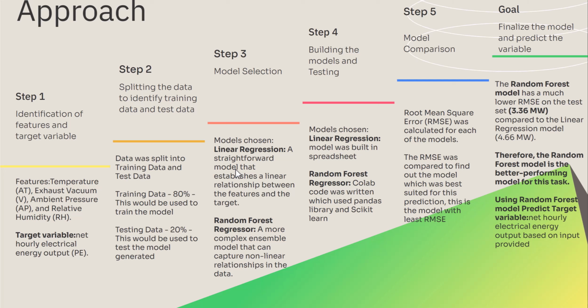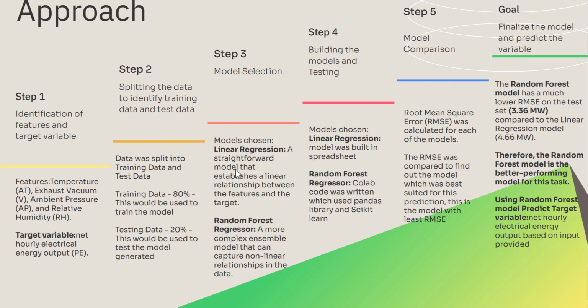Step four was to actually build the models and test them out. So for linear regression, the model was built in a spreadsheet. And for random forest, I wrote a Colab notebook, which was written using Pandas library and scikit-learn. I will take you through that. Then finally, after I wrote both the models and I tested them, I compared the results from both the models. The root mean square error was calculated for both the models, and that was basically used to compare the models. The model with the least root mean square error is a better model.